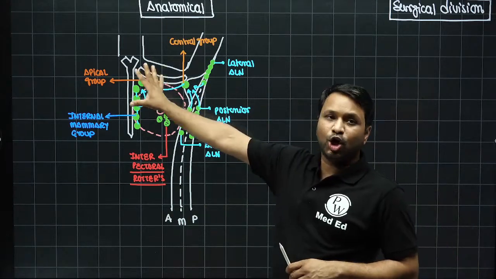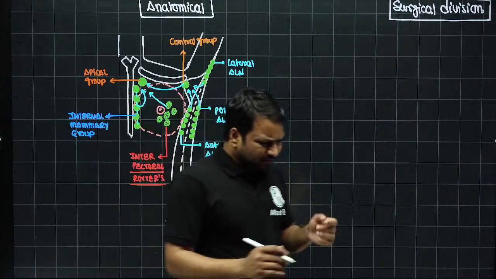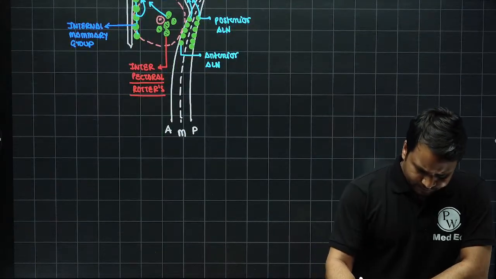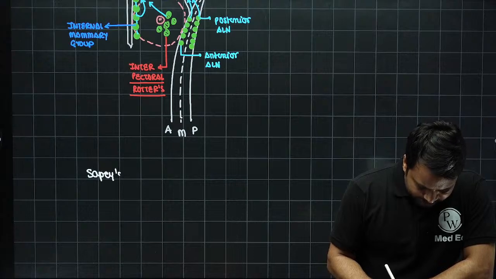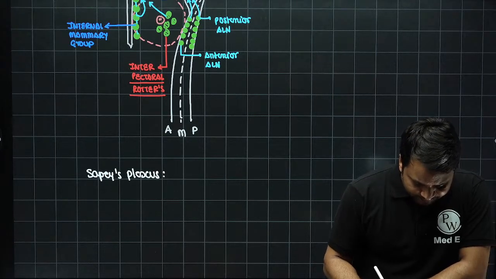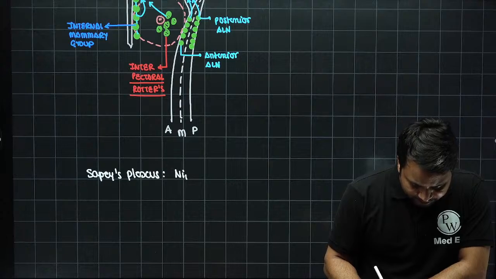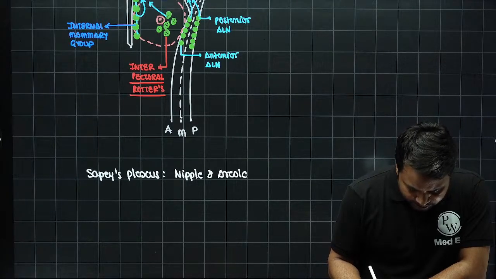And these are the breast lymphatics which are present. There's another one, just for the sake of understanding, called the Sappey plexus. The Sappey plexus is the lymphatics that drain the nipple and the areolar complex. So, nipple and areolar lymphatic drainage.